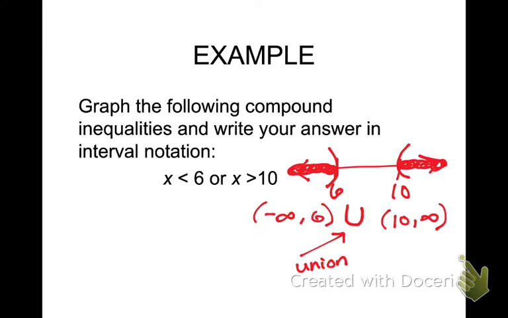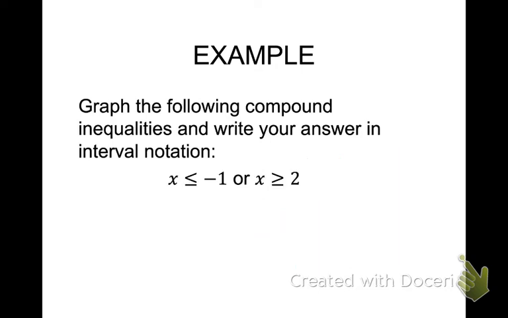Think we got that? Okay, so instead of writing out the word or, you're putting the U for union. Okay, so we got that one. So let's see if we've got this one. So x is less than or equal to negative 1, or x is greater than or equal to 2.